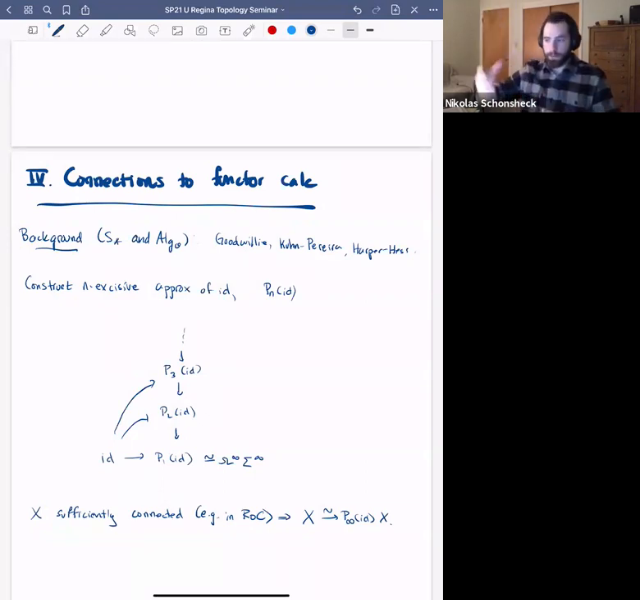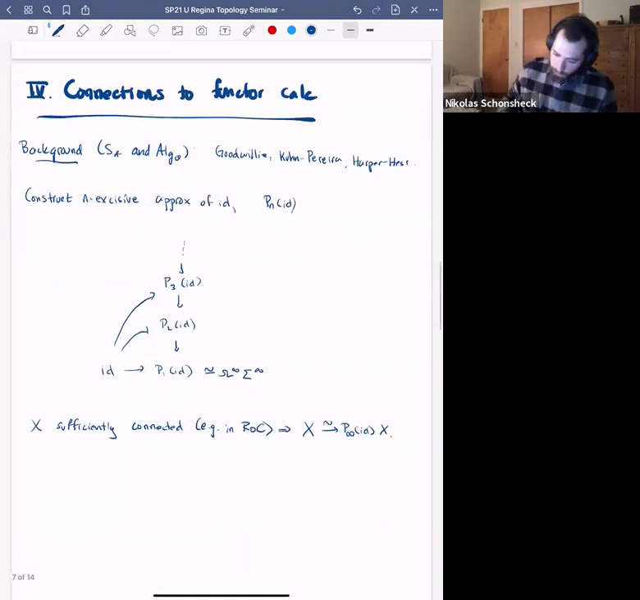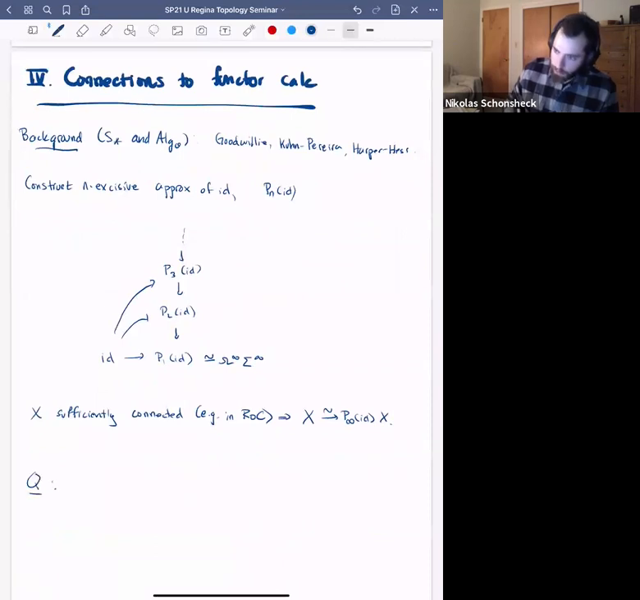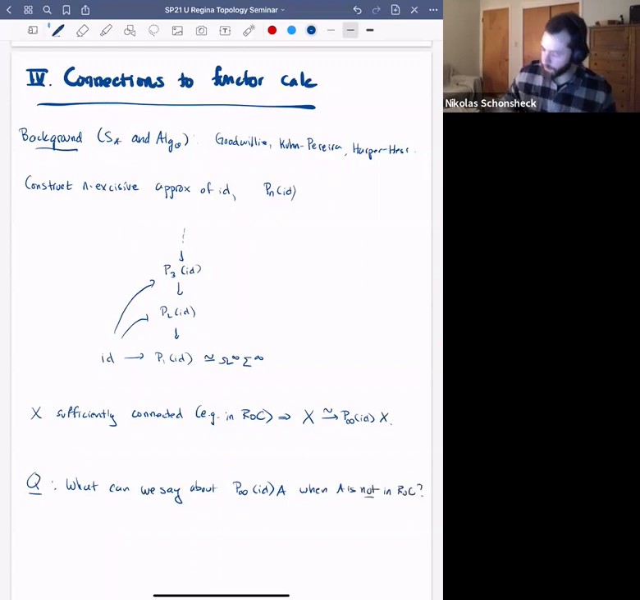So this is a very useful construction. It's used by Mark Behrens, for instance, to do lots of cool calculations. And a question I'm interested in is, can we say anything useful outside of this radius of convergence? So what can we say about P infinity of the identity when A is not in a radius of convergence?